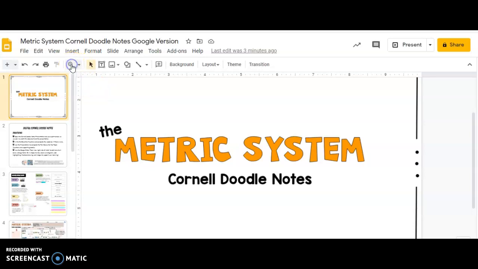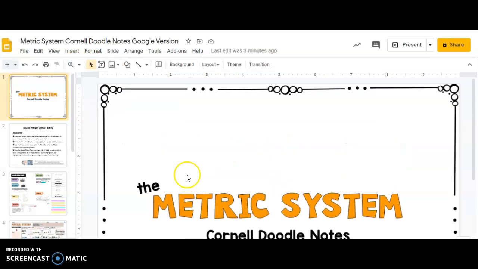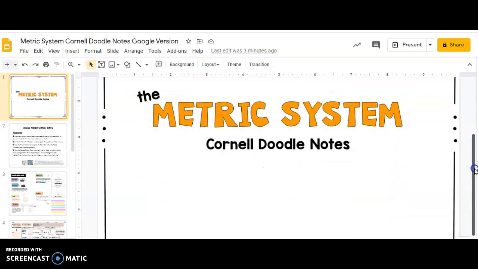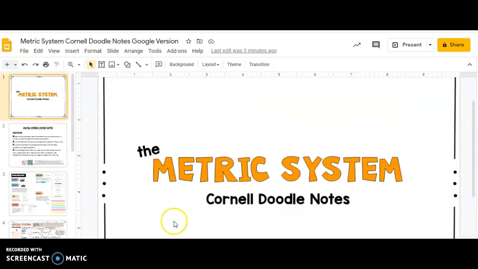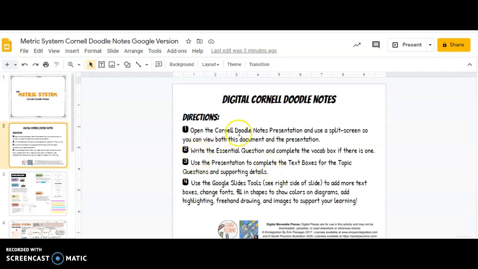So first, when you get into this, it's actually going to be about this small. You may want to zoom it up to 100%, and you can use your slides here. And there also is a slide bar across the bottom that you can use as well. Let me go back. So you're just going to follow along the directions.